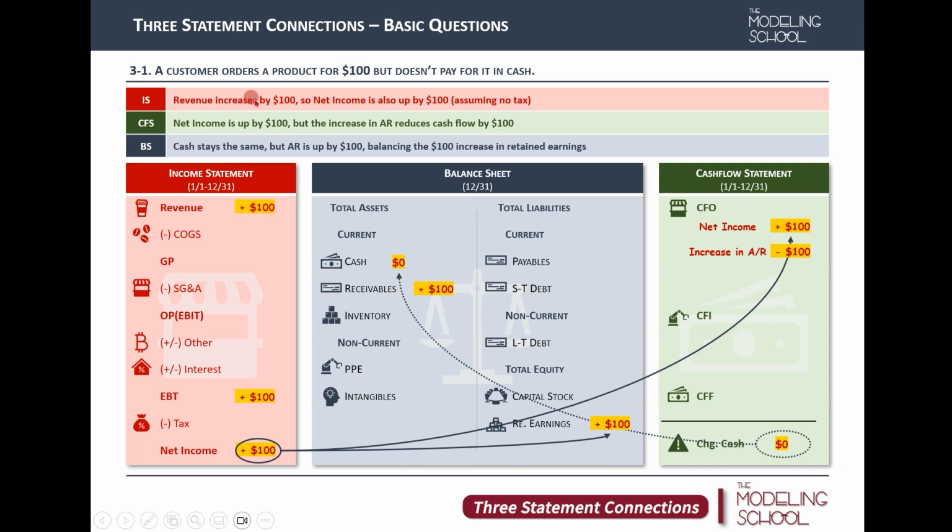So revenue increased by $100. Net income is also up by $100. The income statement was fairly simple. From the cash flow statement, we had to make adjustments because net income started from 100, but we finished off at 0. So we need a negative $100 adjustment that is due to an increase in accounts receivables. Cash stays the same, but accounts receivables is up by 100, and it is balanced by the 100 increase in retained earnings.